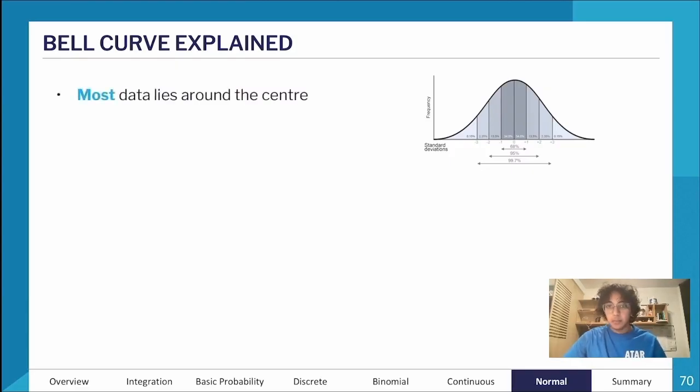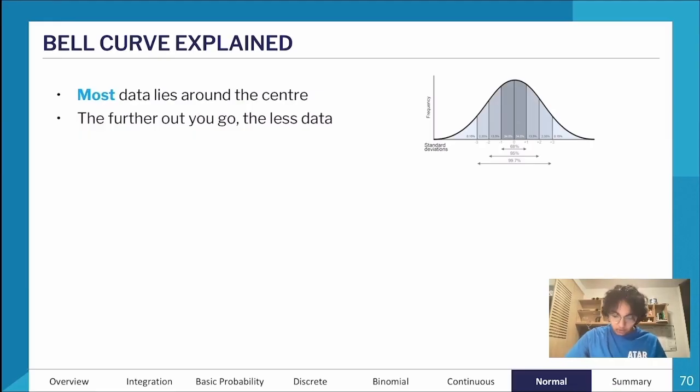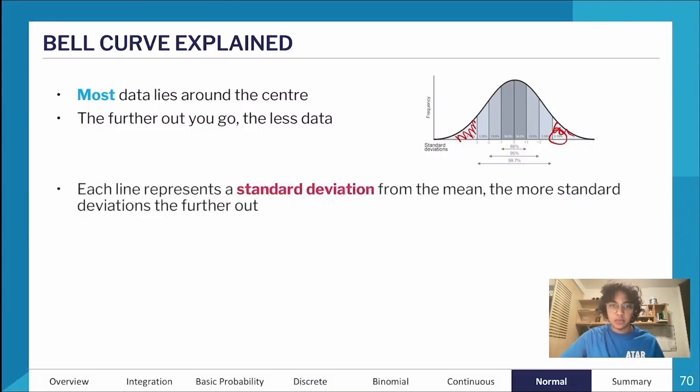With the bell curve, most of your data lies around the mean. Within just one standard deviation, you already capture 68%. Within 2, you already capture 95%. So a lot of your data is centered around the mean. The further you go, you can see in these small pockets here, you've only got 0.15%. So tiny bits. The further you go out, the less data you have.